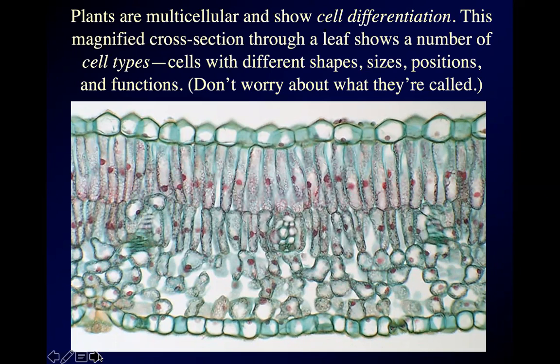Inside, you have a layer of very elongated cells. It's called the palisade mesophyll. Below that, there's an irregular layer in the lower half called the spongy mesophyll. There's guard cells and there's vascular cells. Don't worry about what that's called. Just see here that you can see different cell types making up different parts of the leaf. This is just another example of cell differentiation.